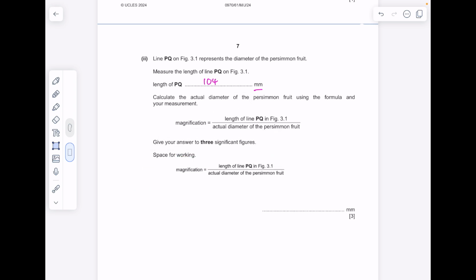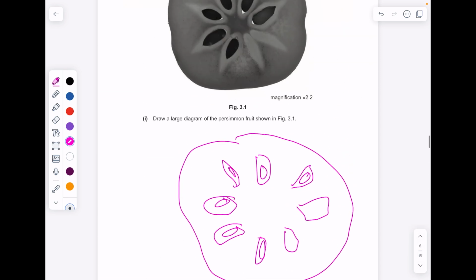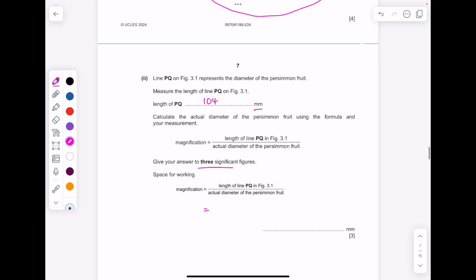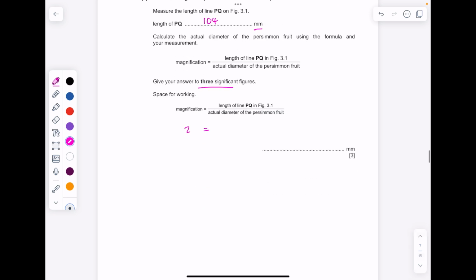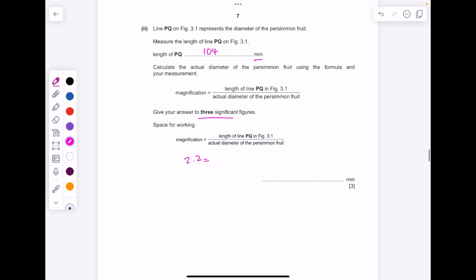And we're being asked to provide an answer to 3 sig fig. So what is the magnification? It's 2.2. The length of the line PQ was 104. We're after the actual diameter, so do 104 divided by 2.2. And then don't lose a mark, make sure you give that answer to 3 sig fig.